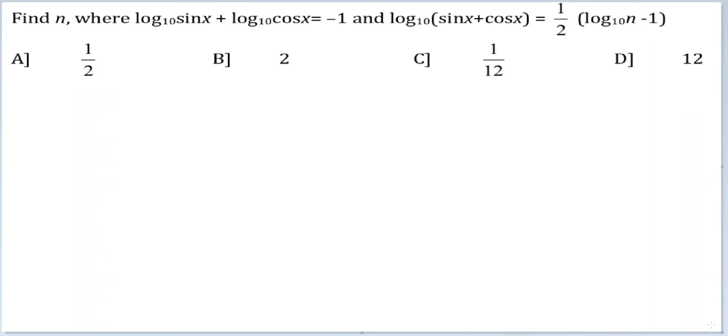Let's look at this question. Find n where log of sin x in base 10 plus log of cos x in base 10 is equal to -1, and log of (sin x plus cos x) in base 10 is equal to half of log of n in base 10 minus 1. Okay, let's see how I get this.